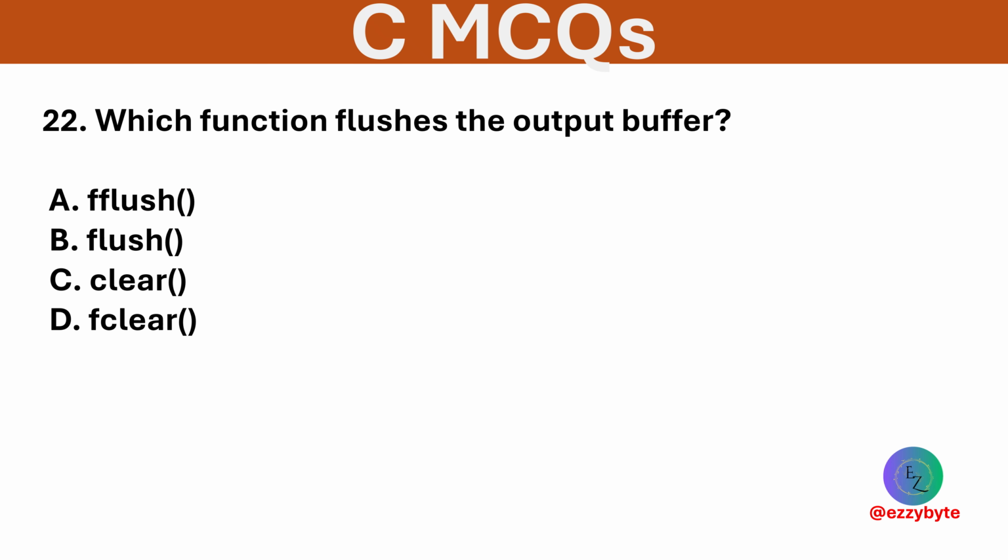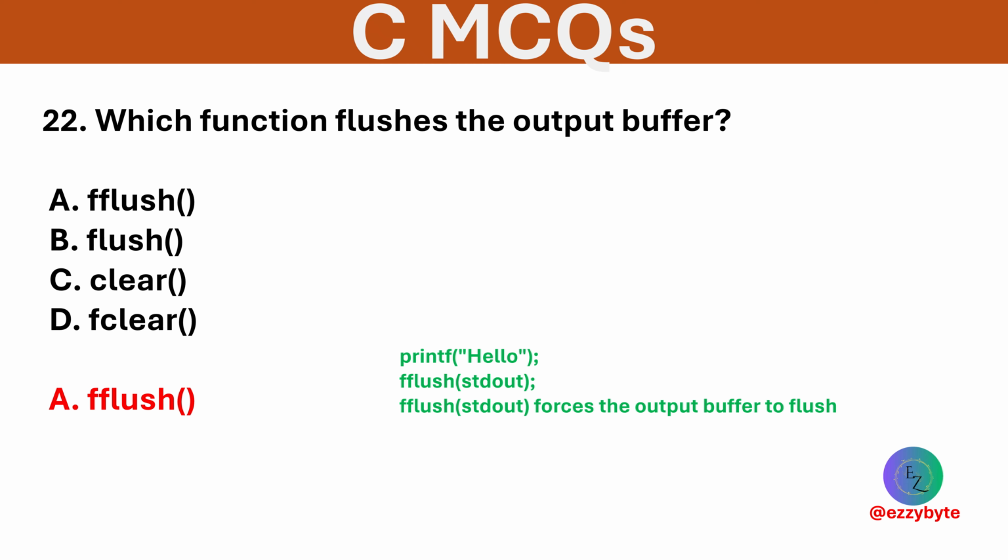Which function flushes the output buffer? Options are fflush function, flush function, clear function, fclear function. Option A is correct. The fflush function forces writing buffer data to the file.